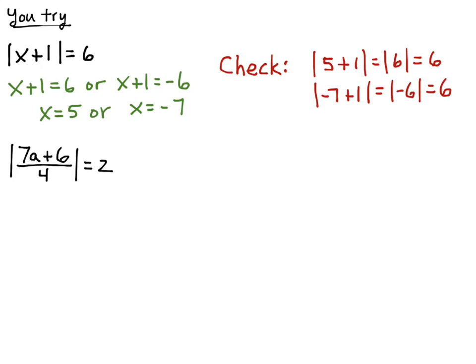Okay, anybody get anything? I noticed a few of you stopped. Did you get something? A equals 2/7 and A equals -2. Okay. All right. So what were the initial equations here? So the first one was 7A plus 6, all over 4, equals 2. And the second one, I did -7A minus 6, over 4, equals 2. Okay.